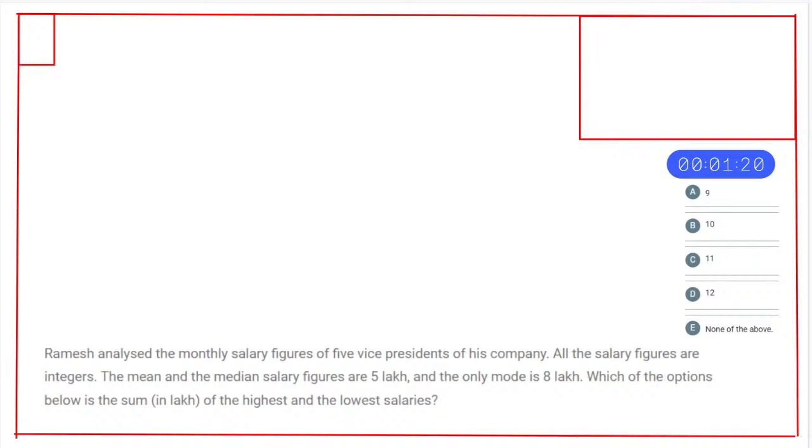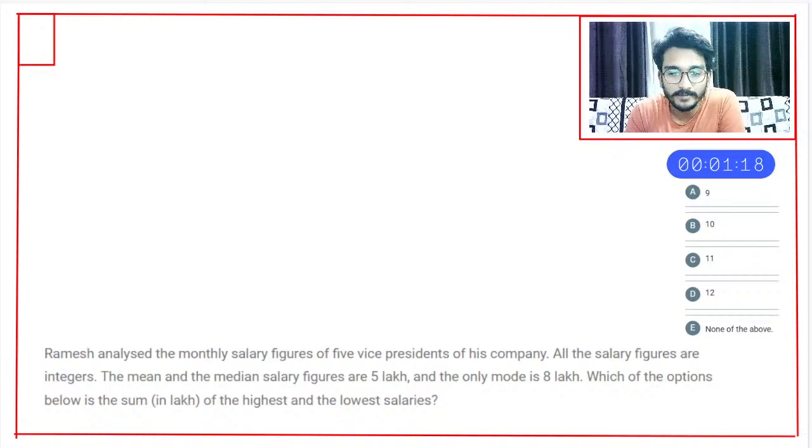Ten. Okay. What is the question? How come 10? No, 10 is not the answer. See, it is also written that they are integers. Also, the mode is 8. Do it again.